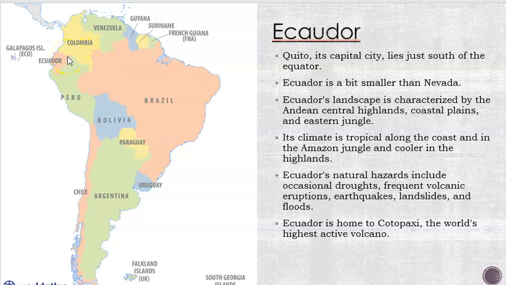Its climate is tropical along the coast, and in the Amazon jungle, it's also tropical, but it's cooler in the highlands. Ecuador's natural hazards include droughts, volcanic eruptions, earthquakes, landslides, and floods, very similar to its neighbor, Peru. Ecuador is also home to the world's highest active volcano.